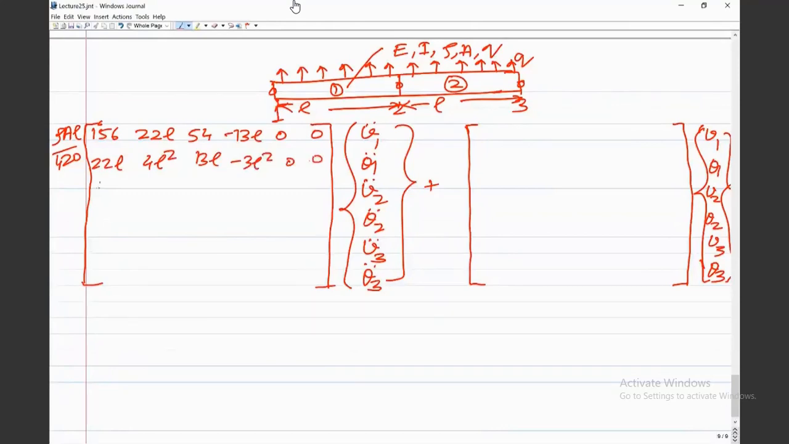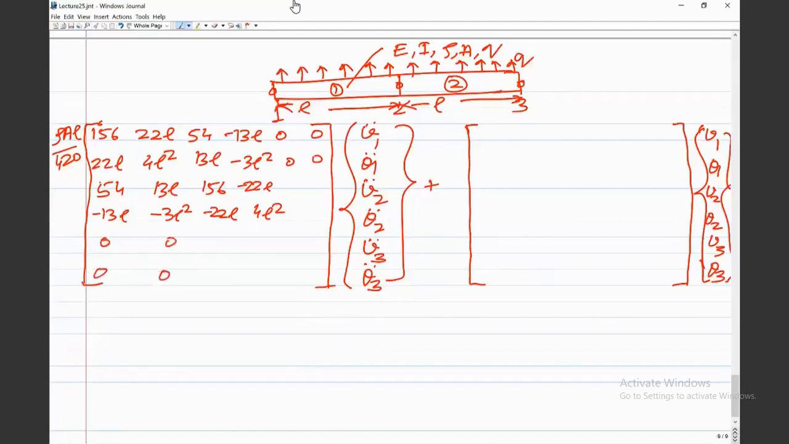And then you will have here 54, 13L, then you will have 156, minus 22L, and then the fourth row of the first element: minus 13L, minus 3L square, minus 22L, 4L square. So this is the contribution of the first element. Now the contribution of the second element.